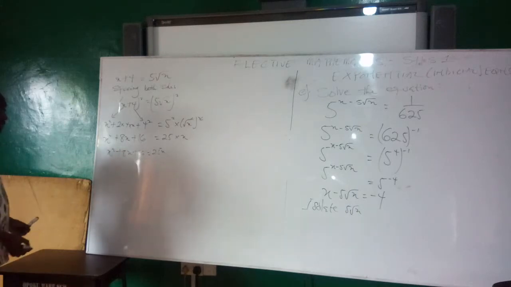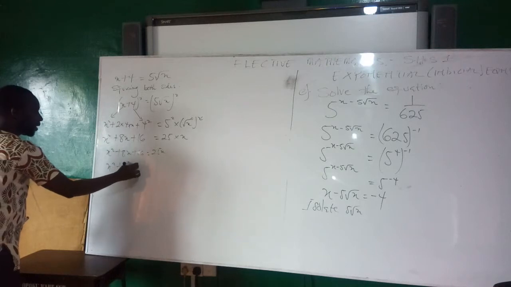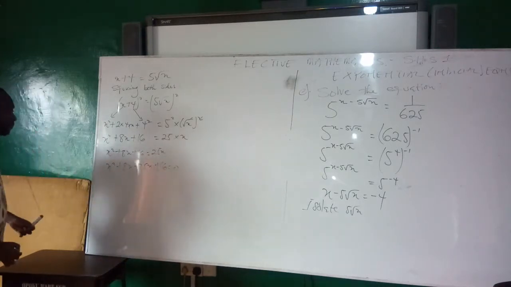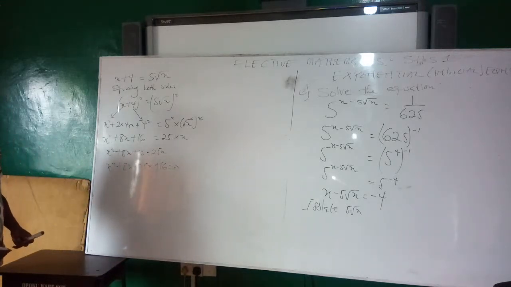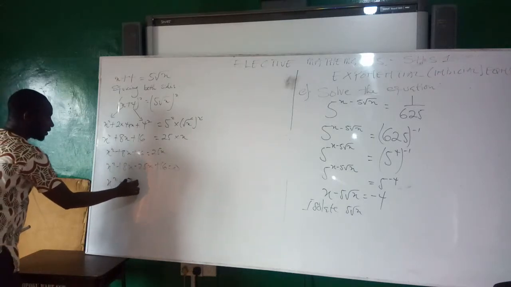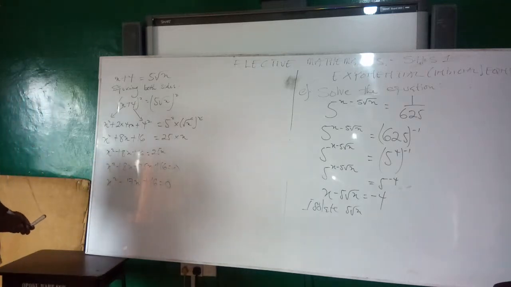Now we can rearrange them. This is a quadratic equation, so we can rearrange it so that we get x squared plus 8x minus 25x plus 16 equals 0. So we have 8x, we have minus 25x, so we can subtract so that we get x squared minus 17x plus 16 equals 0. So this is our quadratic equation.